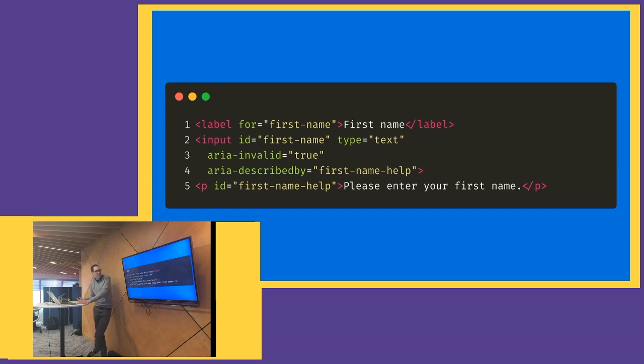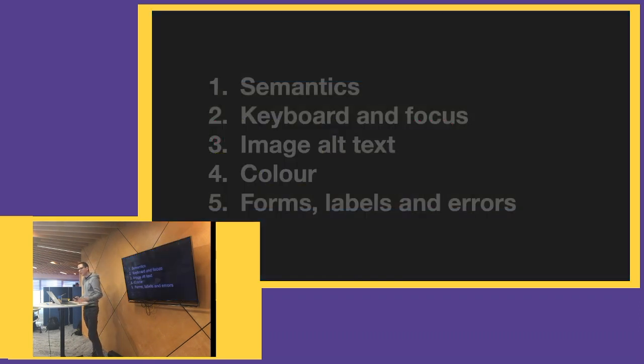So by adding these two attributes combined with the label, when someone comes to this field, they will hear the label of first name, they will hear that it's invalid, or they'll have a tone that they're used to hearing to say that it's invalid. And they will also hear straight away a description about how to fix it, what the problem is. So it's a really nice, neat solution, just using a few attributes that are built in. So those were the 5 areas I wanted to cover. It's very quick, I know.